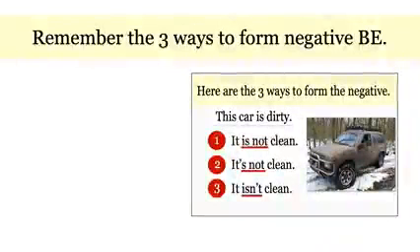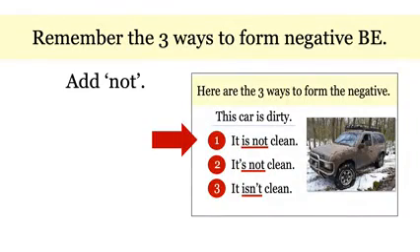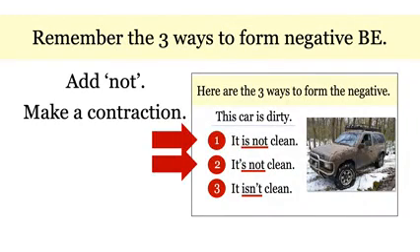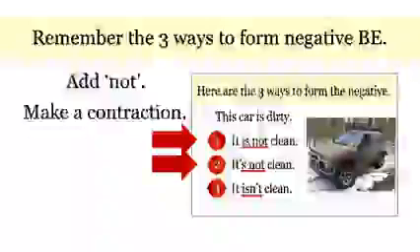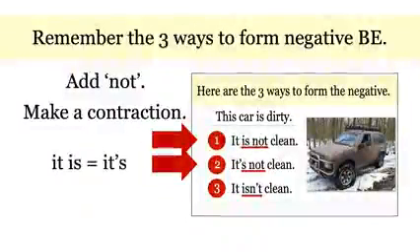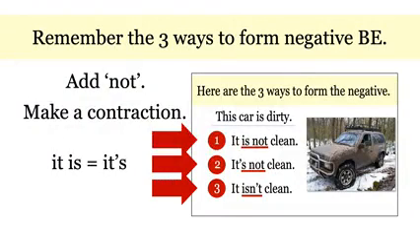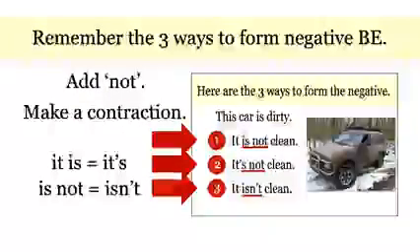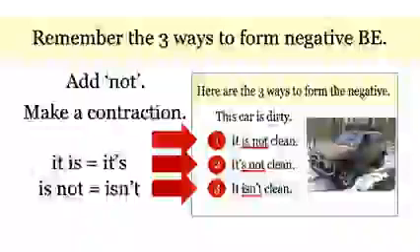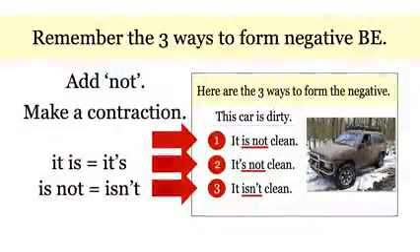Remember the three ways to form negative be. Add not, make a contraction. And there are two kinds of contractions. The first is with the pronoun and is, like it is becomes it's. And the second is with the be verb and not. So is not becomes isn't. It's the same be verb we use in the present progressive.